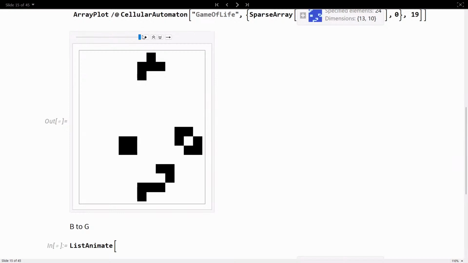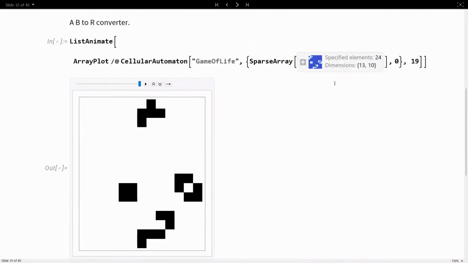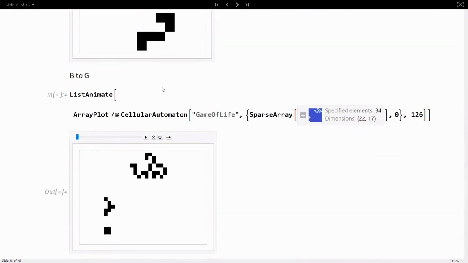So this moves a B heptamino to an R in 20 steps. We can also convert a B heptamino to a glider. So we initially start with a block here in this shape, and after some number of steps, the block is back where it was, and we've sent off a glider.